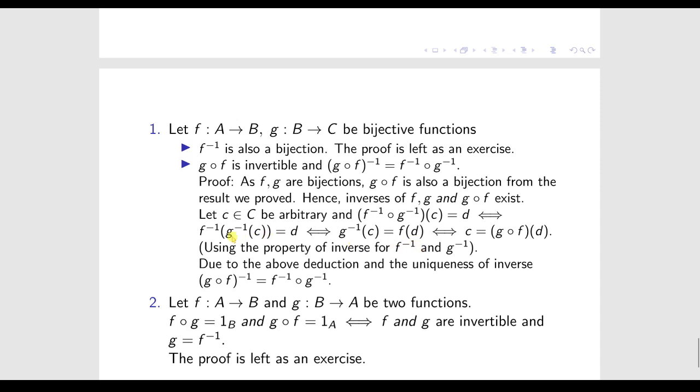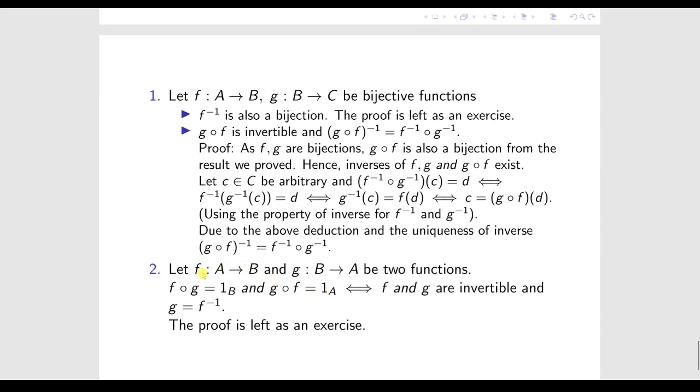That is, f inverse of g inverse of c equal to d if and only if g inverse of c equal to f of d. This is the property of f inverse. The second if and only if statement is the property of g inverse. Now due to the above deduction and the uniqueness of inverse, which had been stated as a lemma while we had defined inverse, this implies g of f whole inverse is equal to f inverse of g inverse.